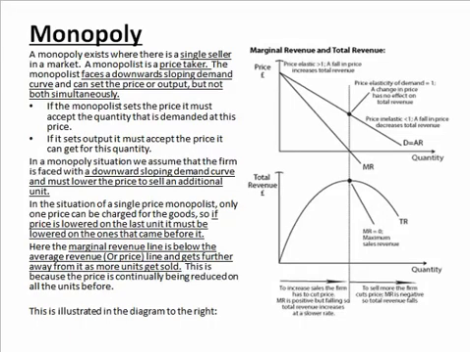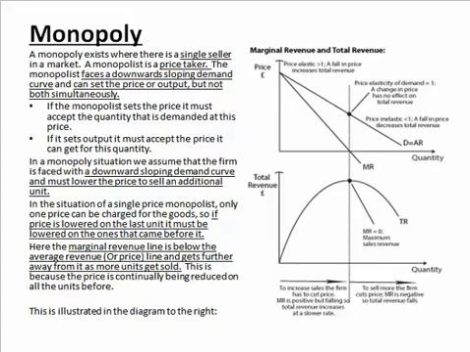Monopoly. A monopoly exists where there is a single seller in a market. A monopolist is a price maker. The monopolist faces a downward sloping demand curve and can set a price or output, but not both simultaneously. If the monopolist sets a price, it must accept the quantity that is demanded at this price. If it sets output, it must accept the price that it can get for this quantity.